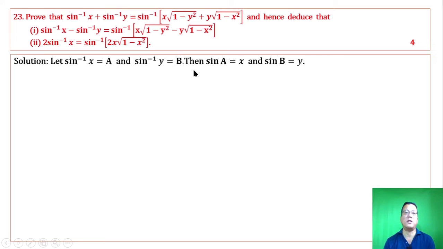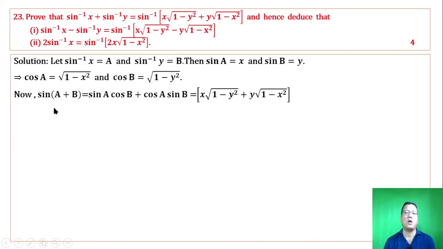Then, by definition of inverse function, we get sin a is equal to x and sin b equal to y. Implies cos a equals square root of 1 minus sin square a, and replacing sin square a by x square, we get square root of 1 minus x square. Similarly, cos b is equal to square root of 1 minus y square. Now sin of a plus b, whose expansion is this, and put their respective values. For sin a we get x, for cos b we get root over 1 minus y square. Similarly others. Implies a plus b equal to sin inverse of this expression.